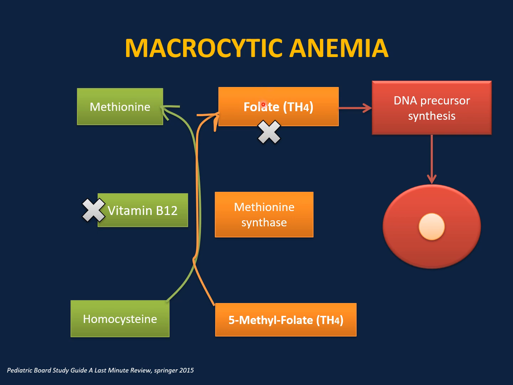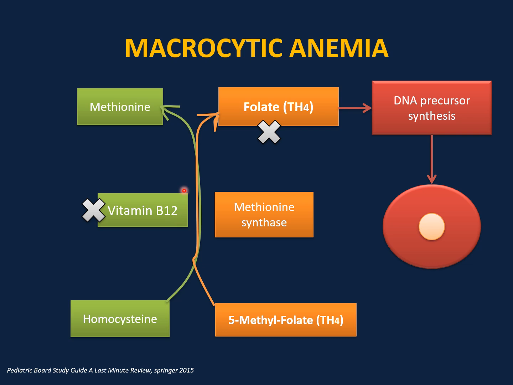Folic acid is very important for DNA precursor synthesis in the erythroblast. So when there is no folic acid, this will affect the synthesis of the DNA precursors in the erythroblast, and the cell will divide less. As you know, the more the erythroblast divides, the smaller it becomes. So when you have a deficiency of folic acid, the cell will divide less and will stay large, and that's why folic acid deficiency will cause macrocytic anemia.